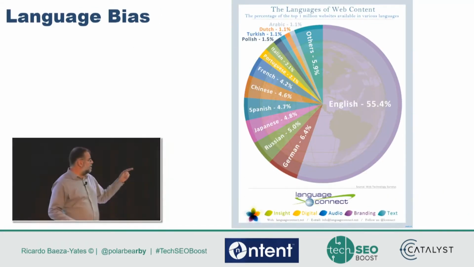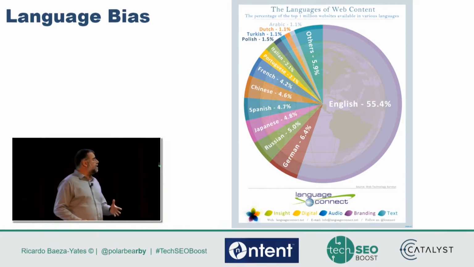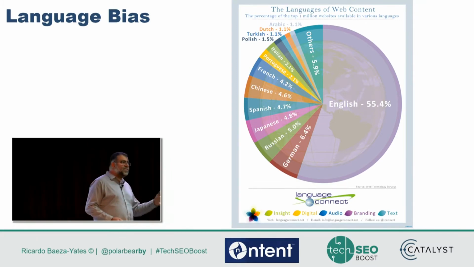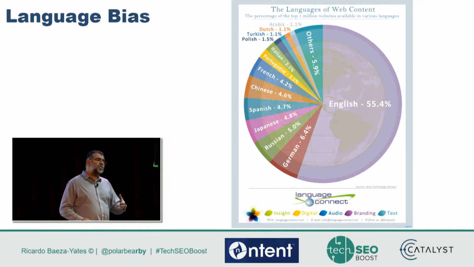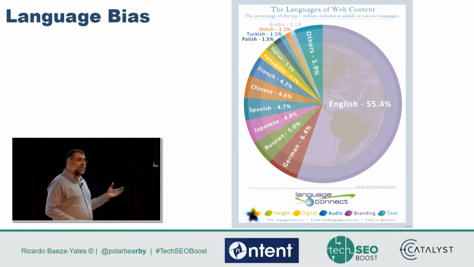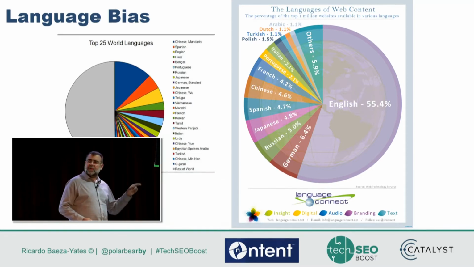Okay, language bias. This company, Language Connect, did this study that says if you take the top 1 million websites of the world, and there are similar studies, more than half is in English. I cannot argue with them about what the top 1 million websites are because they don't share the 1 million, but I believe it's more or less true. If you take the most popular part of the web, half of that is in English. Is that fair? Well, we can compare with how many people speak that language. For example, English here is number 3, and it's less than 10%.